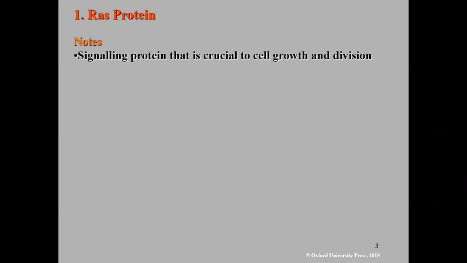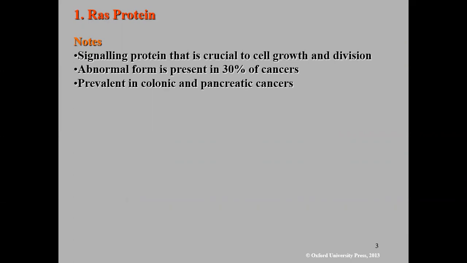So since we mentioned RAS protein, what is RAS protein? It's a signaling protein that is crucial to cell growth and division. The RAS protein, the abnormal form, is present in 30% of cancers, prevalent in colonic and pancreatic cancers, as an example. They found the abnormal RAS form is prevalent in colonic and pancreatic cancer.